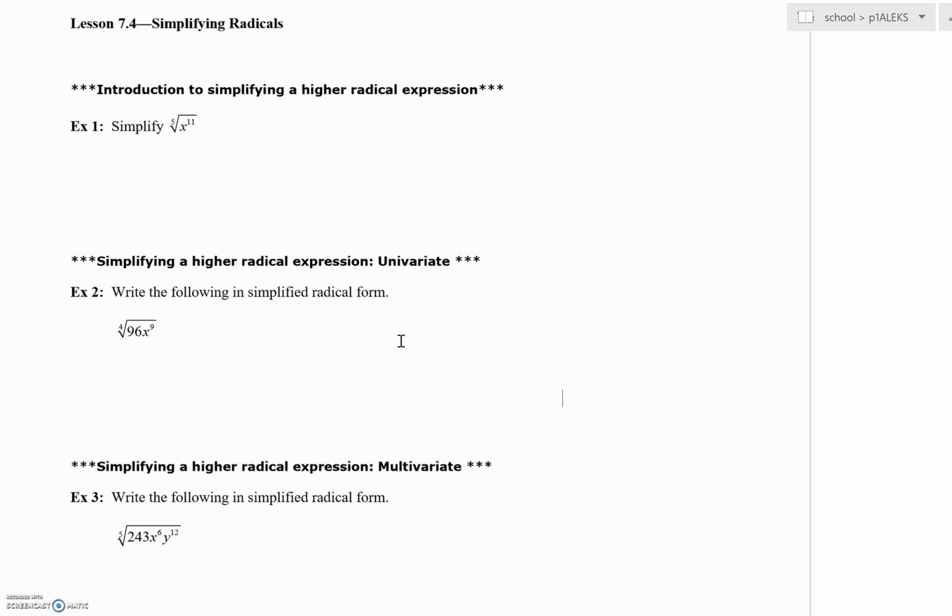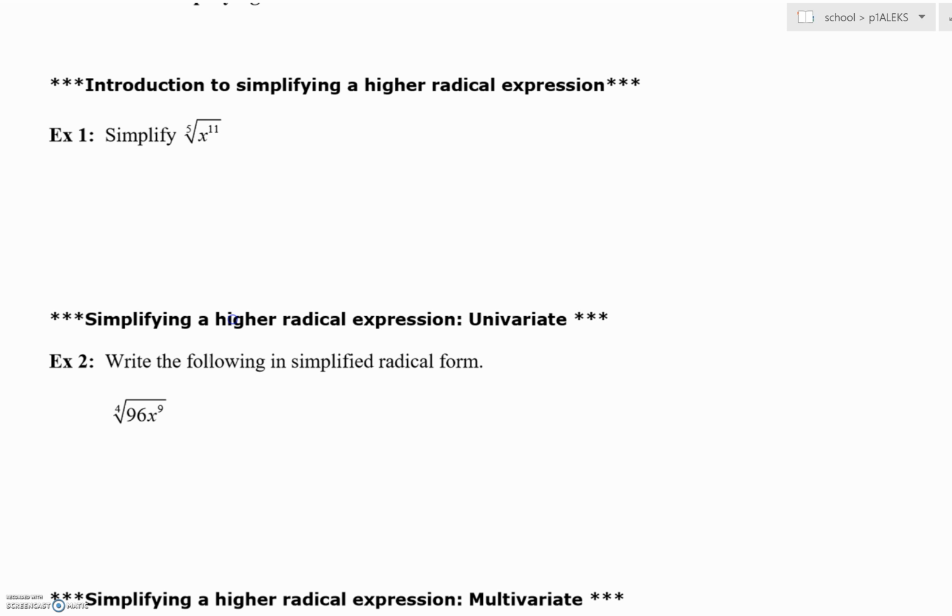Algebra 2, we're dealing with our last lesson in this first part of chapter 7. You can see the very big difference here. It says the fifth root of x to the 11th. The fifth root. Now, we dealt with square roots yesterday. I'm going to show you a couple ways to do this.